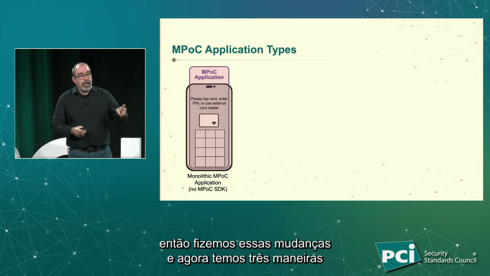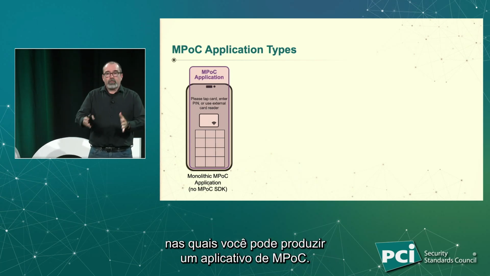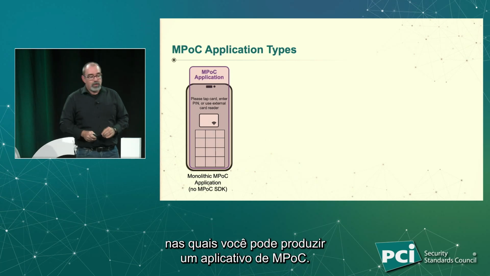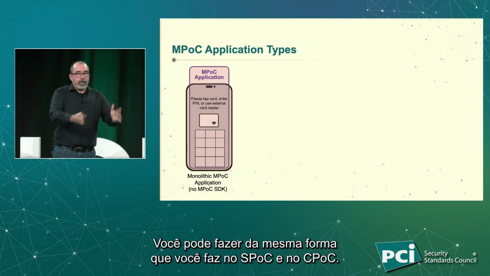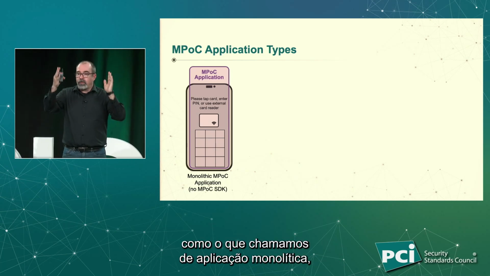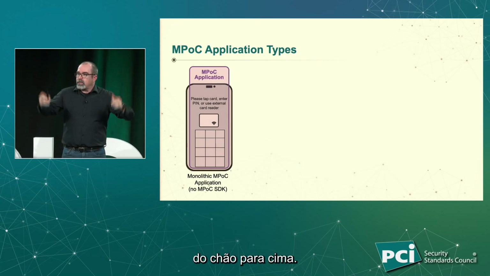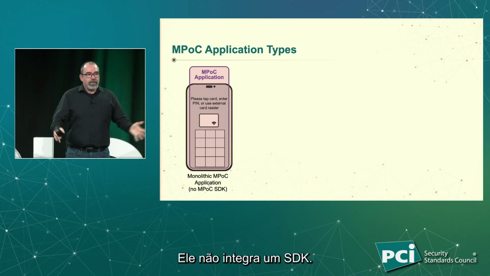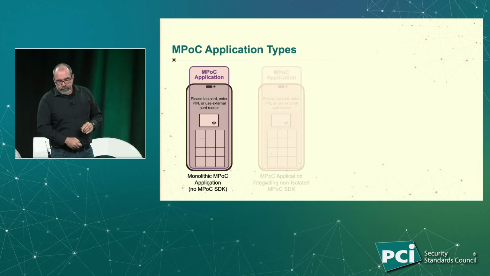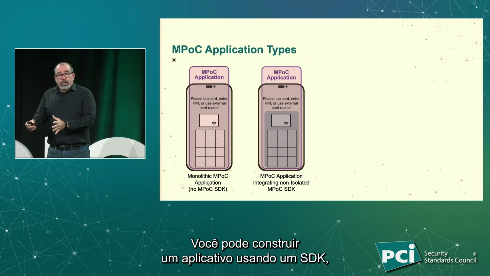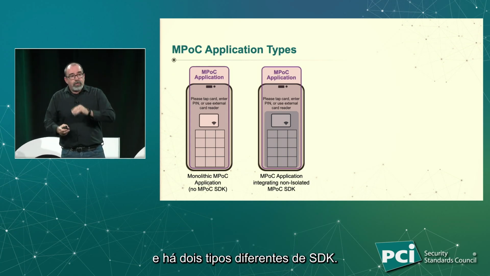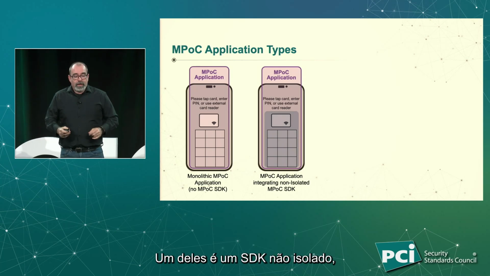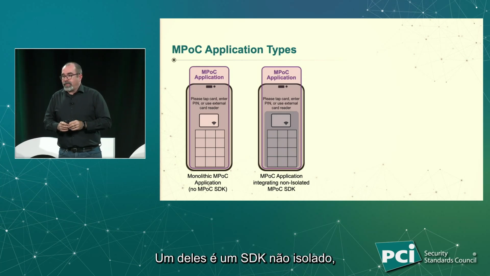And we now have 3 ways in which you can produce an MPOC application. You can do it the same way that you do in SPOC and CPOC. You can build the application as what we call a monolithic application from the ground up, no problem, doesn't integrate an SDK. You can build an application using an SDK, and there are 2 different SDK types. One of those is a non-isolated SDK.